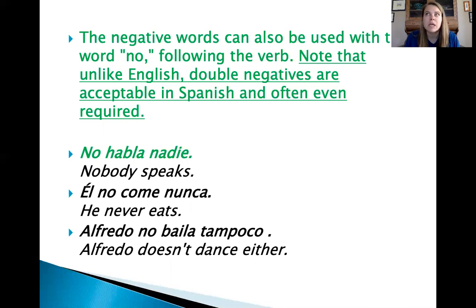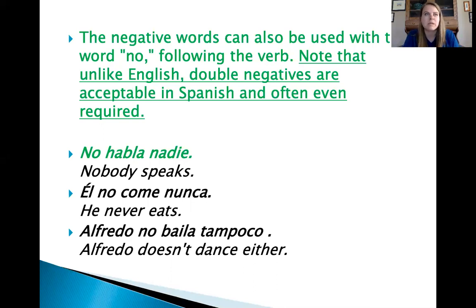It's probably up with being the most important thing with that slide that I just told you had all those words on it. That was the most important thing. This is also incredibly important. Unlike English, we can have double negatives in Spanish, and often it's even required to have double negatives.